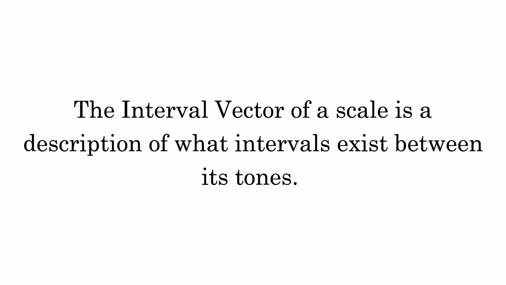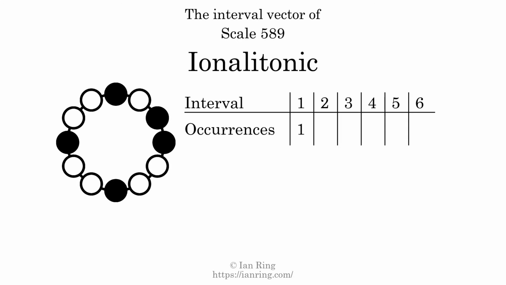The interval vector of a scale is a description of what intervals exist between its tones. There is one interval with a size of 1 semitone. It is here. There is one interval with a size of 2 semitones. It is here. There are 4 intervals with a size of 3 semitones. They are here, here, here, and here.